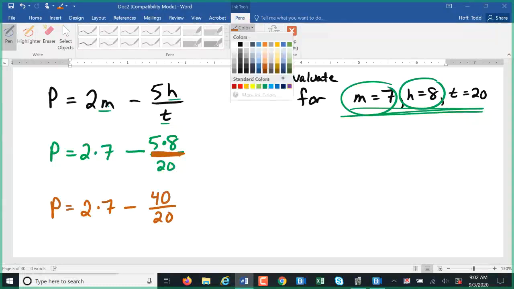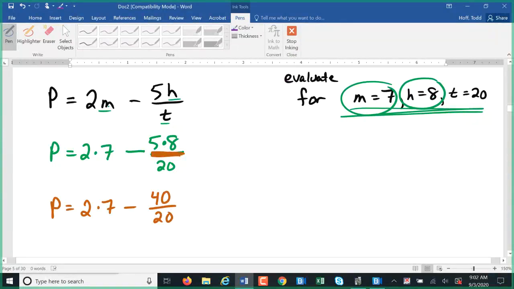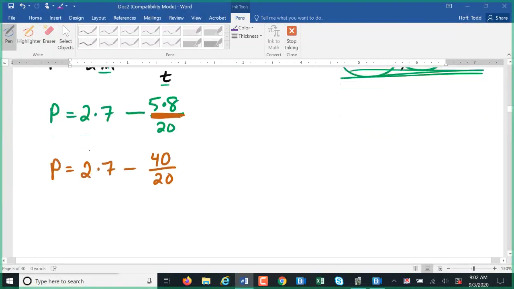Now, on the realistic side, a lot of people would have done the 2 times 7 first and then did the fraction all at once. That's not going to change your answer. That will still work. I'm just being very technical about how I follow my order of operations. Now, there's no more enclosing symbols. There's no exponents. So we're going to multiply and divide going left to right.